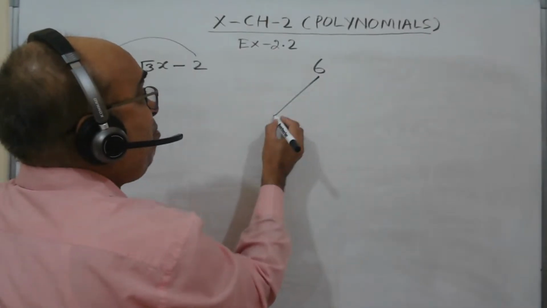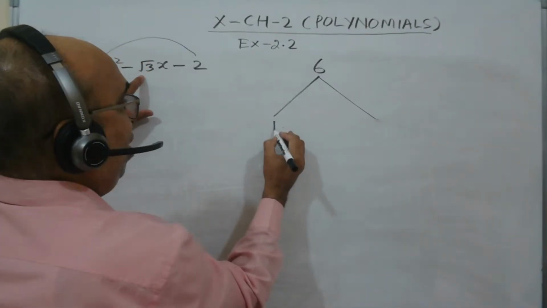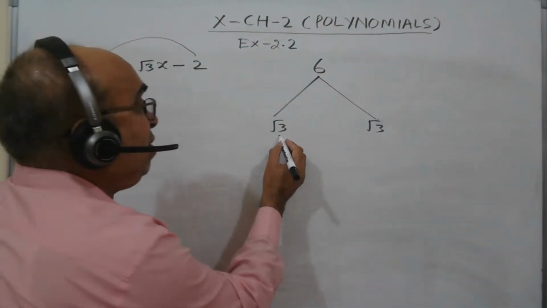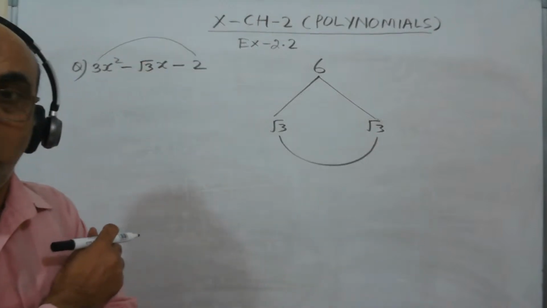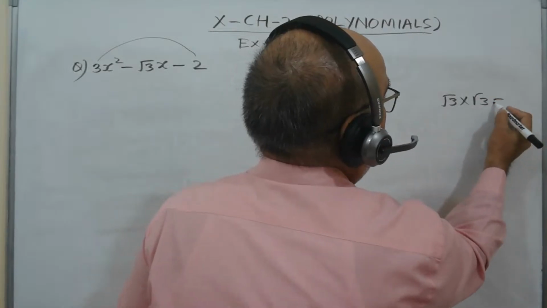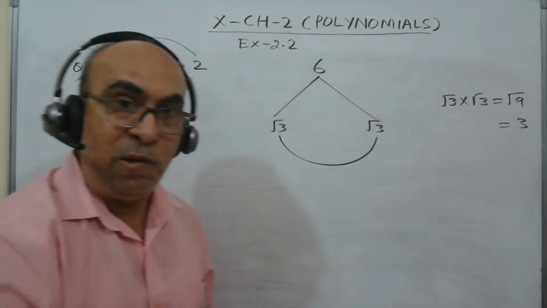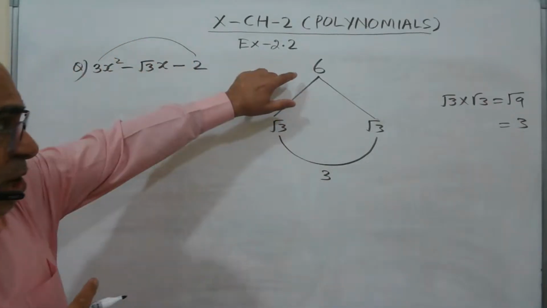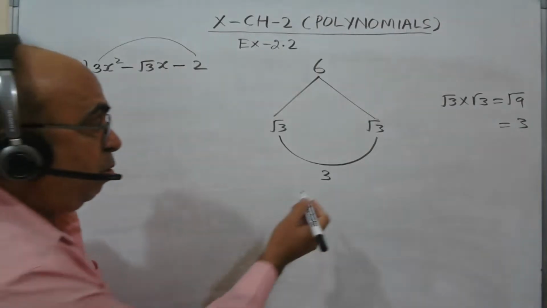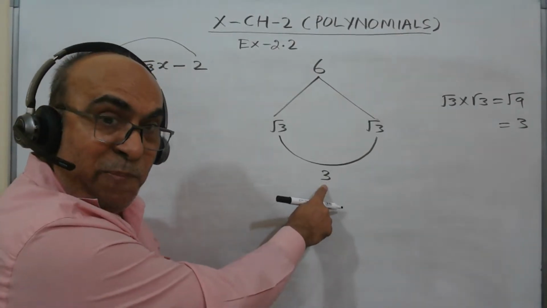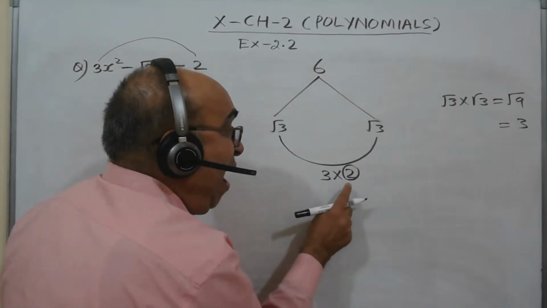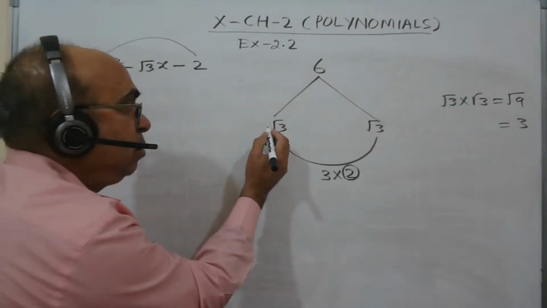So you write the same thing at two places: square root 3 and square root 3. And then find their product. What will be the product of square root 3 into square root 3? Square root 3 into square root 3 equals square root 9 equals 3, or not? So this is 3. And here we are getting 3. So by which number should we multiply it to make the product equal to 6? 2. So you add 2 here or you add 2 here. I am adding it here.